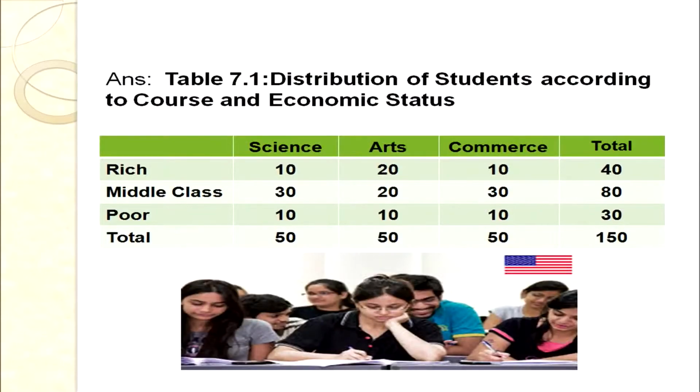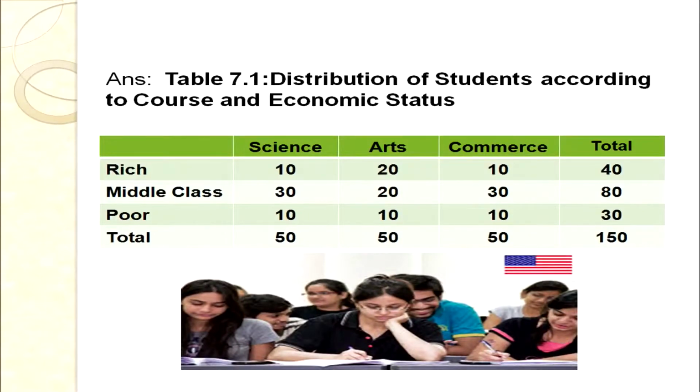Let us see how we have constructed the table. Now, over here you can see very first we have given the table number 7.1. Then we have selected the title of the table very surely, representing the to the point effect, that is distribution of students according to course, that means commerce, arts, science. We have summed up to course and economic status. So, now we have given the title to the table, then we have drawn the table.